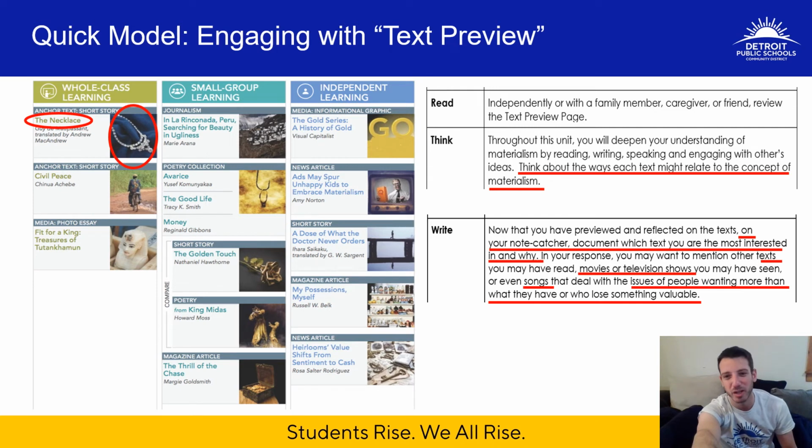So if I had to make a prediction about how this text may relate to the idea of materialism, maybe it has to do with buying really fancy things to look nice. And so maybe I'd make a quick little note here that says, expensive necklace, people want to look fancy. I'm making a prediction and an inference. I've actually never read this text. I'm not going to read it until a little bit later in the week. And so it's totally appropriate for this assignment for you to make a prediction based on what you see there.